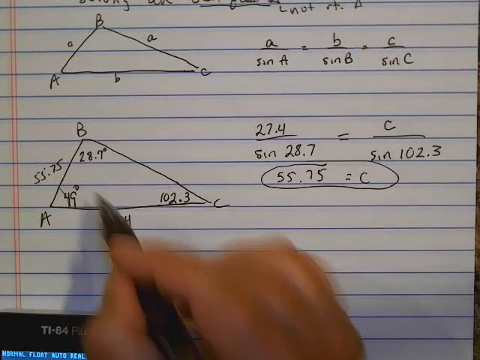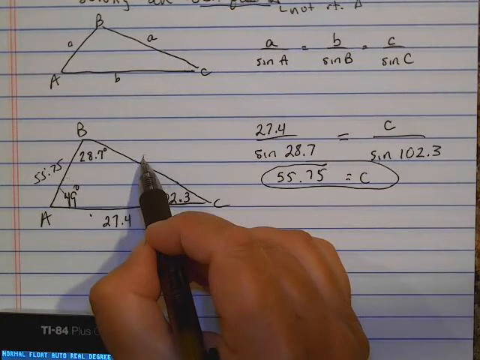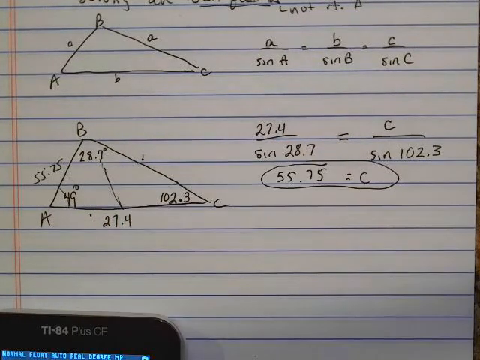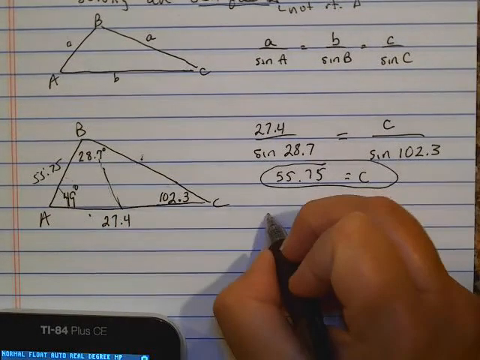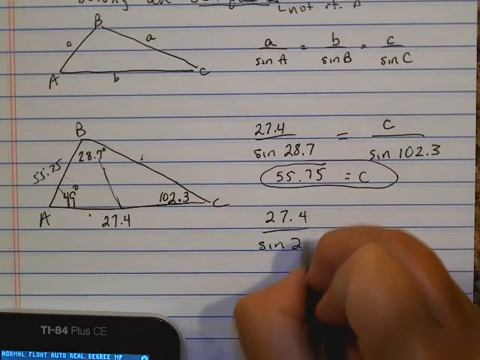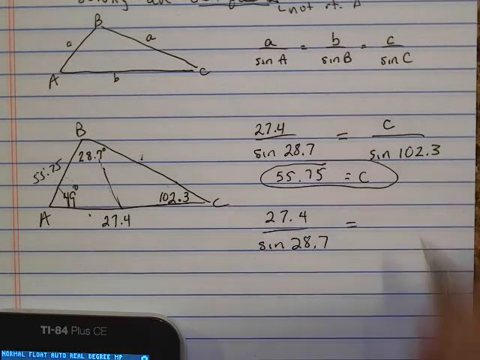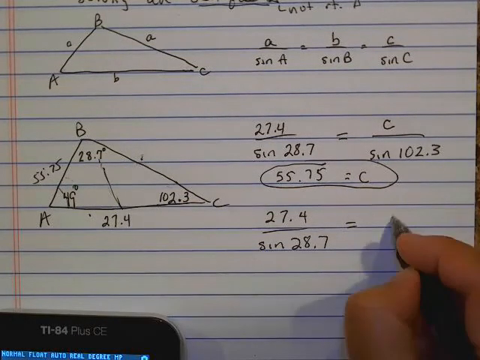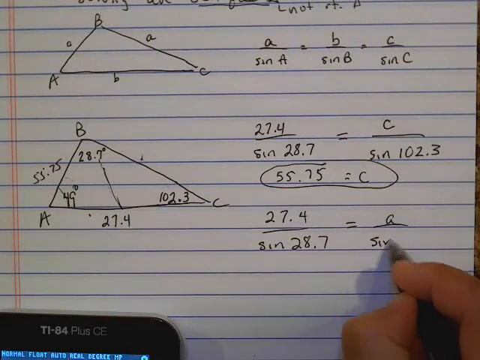So now that I know this angle, I want to find this side. I'm going to go back and use the things that were given to me. So I'm always going to use this side. So my next equation is going to be 27.4 divided by sine 28.7 equals, and this time I'm trying to find side A over sine of angle A, which is 49.